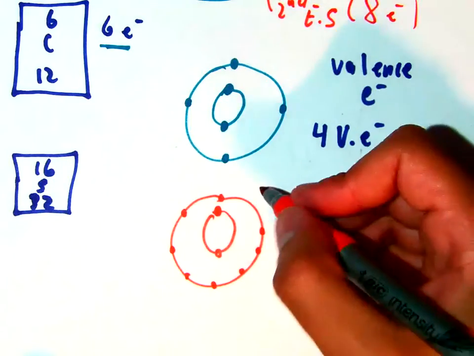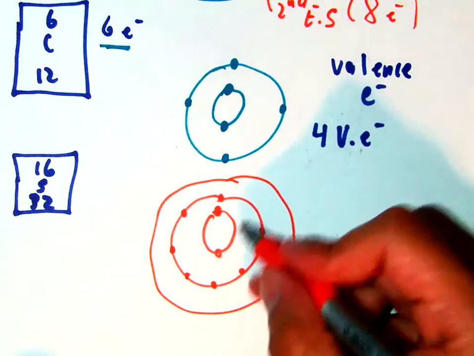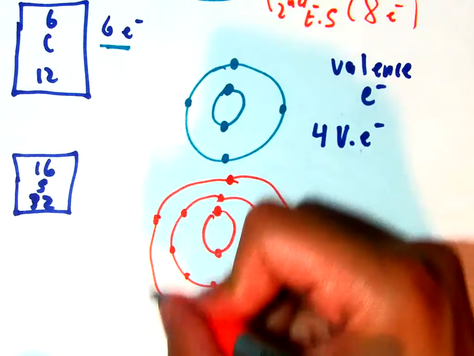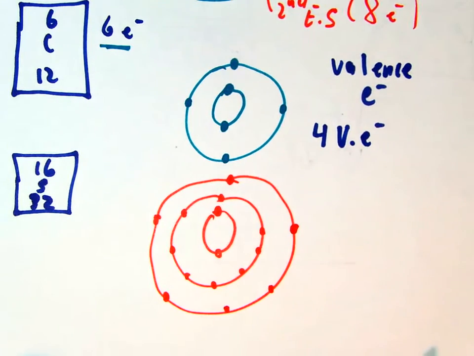I need 6 more. So I'm going to draw one more shell. I have 10, so I need 6 more. 1, 2, 3, 4, 5, and 6. Okay. Now, what is my last shell?